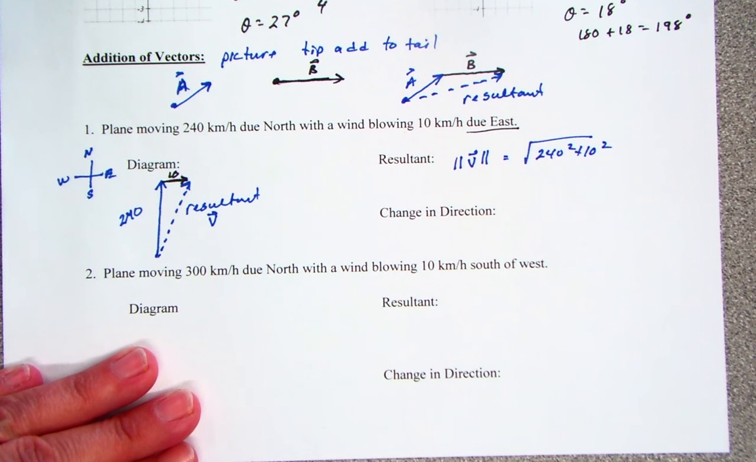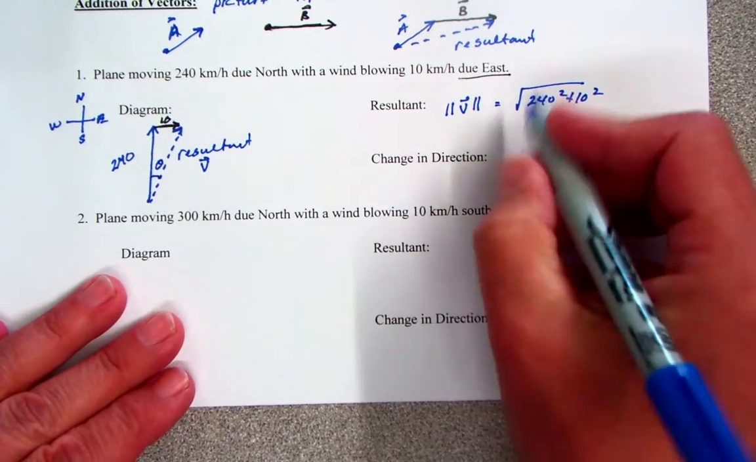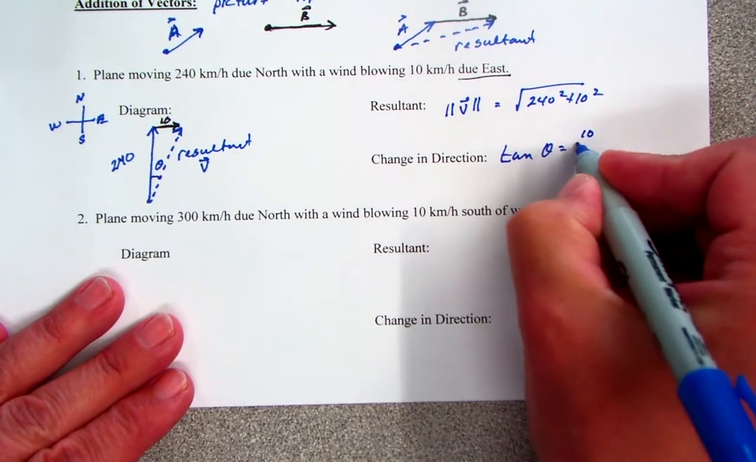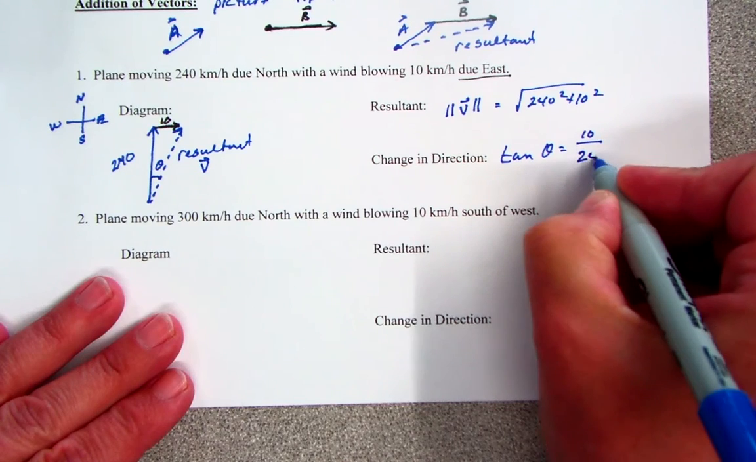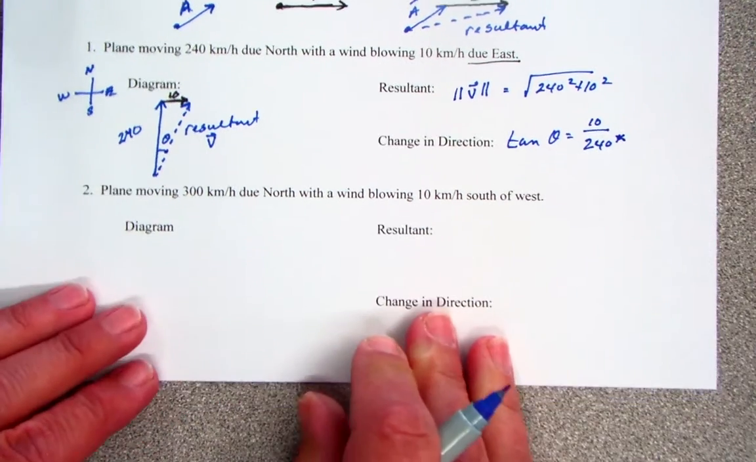So this is just an application of what we were doing before. Now for the change in direction, this would be the angle I would be looking for. I'm going to call it theta. And again, it's still the tangent. So the tangent of theta is equal to the side opposite, 10, over the side adjacent, which is 240. Sorry, it's not degrees; theta is in degrees.